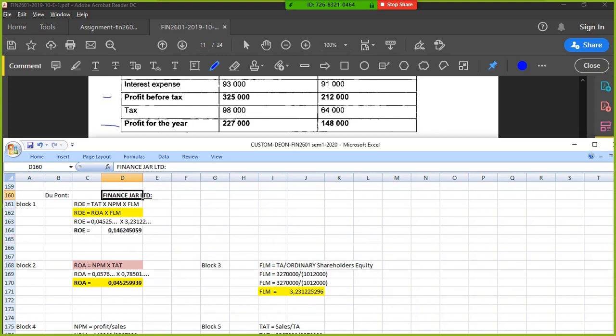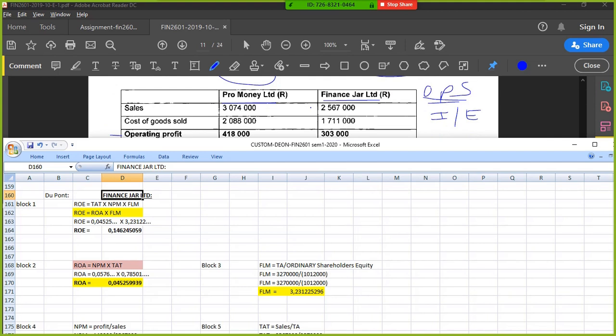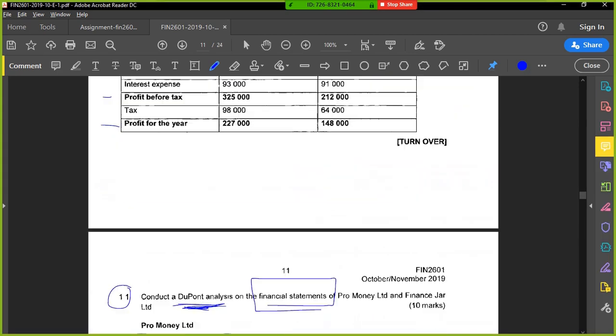Okay, so we've done the exact same thing. What we did for Pro Money, we did for Finance Jar. We're just using the correct amounts from the information that was provided. Does that make sense? With the ratios. Yes, with the correct formulas. You see, the formulas all stayed the same. We just had to update the actual amounts. Yeah, so not so bad. That helps. Yeah, you can always redo the past papers and then you can just see if you get the same answers.